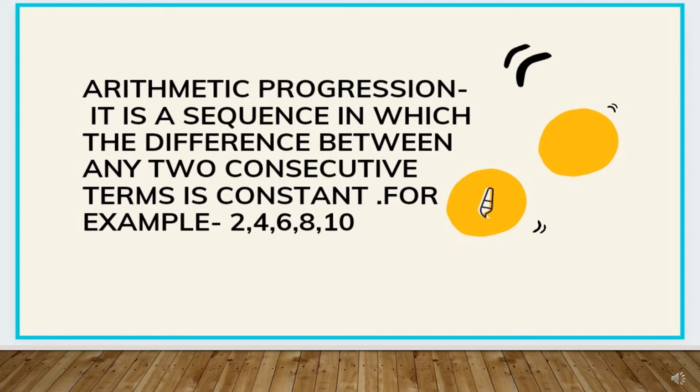For example, if we take a sequence 2, 4, 6, 8 and 10. Here the difference between 2 and 4 is 2. Difference between 4 and 6 is also 2. Difference between 6 and 8 is also 2. And the difference between 8 and 10 is 2. Here the difference between two consecutive terms is constant. So it is an AP.